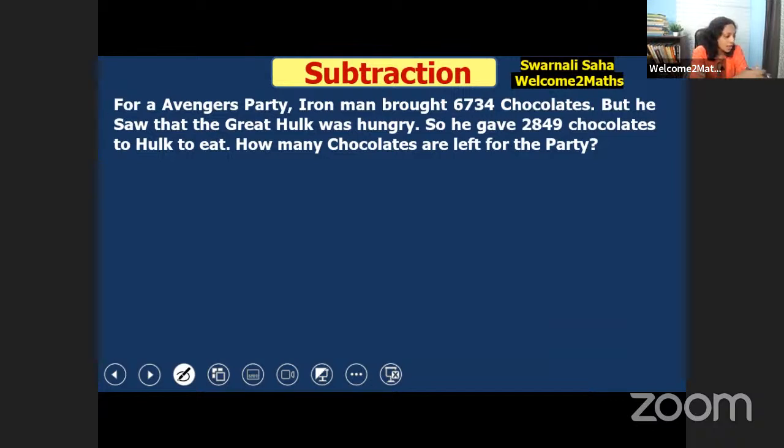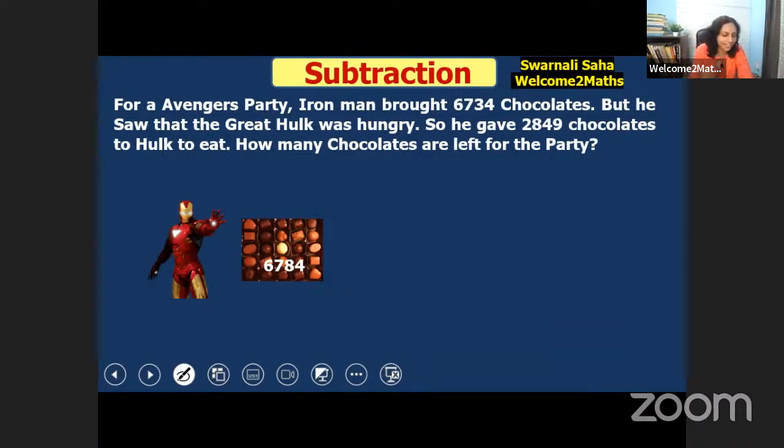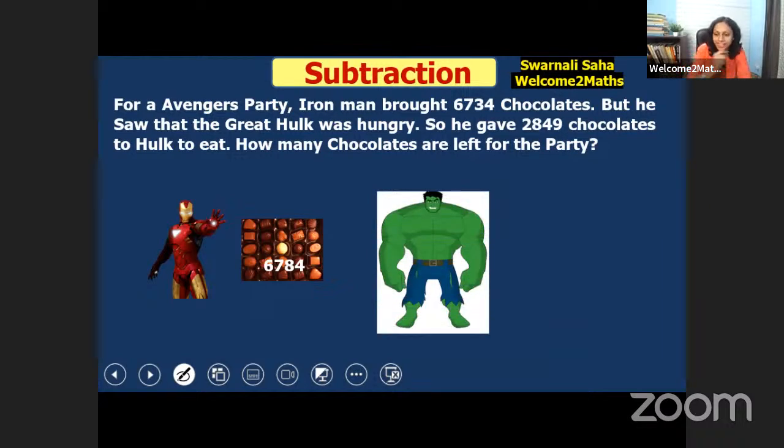Here you can see, for an Avenger party, Iron Man bought 6734 chocolates. But he saw that the Great Hulk was hungry, so he gave 2849 chocolates to Hulk to eat. So how many chocolates are left for the party? That you have to find out. Okay, let's see.